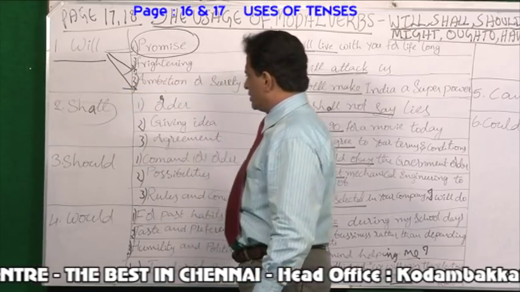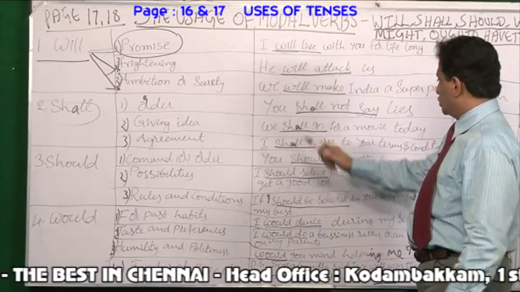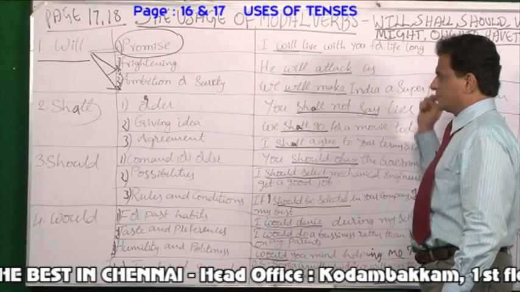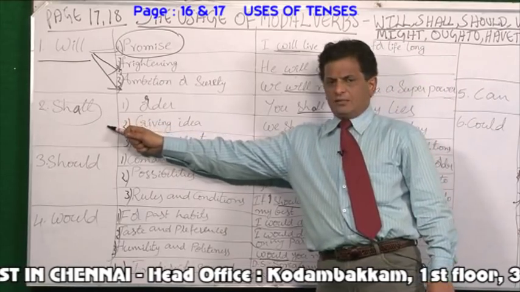Now the second modal verb, what you are seeing is shall. Where are you using this word shall? Number 1 for order. You shall not say lies. It is an order. So first place, where do you use the word shall? It is for order.